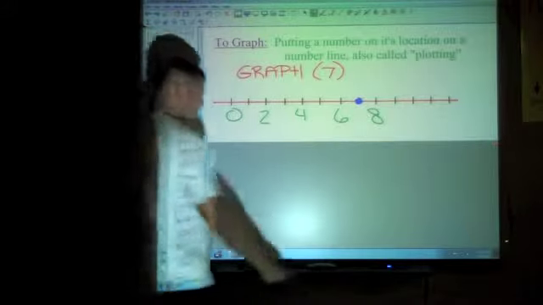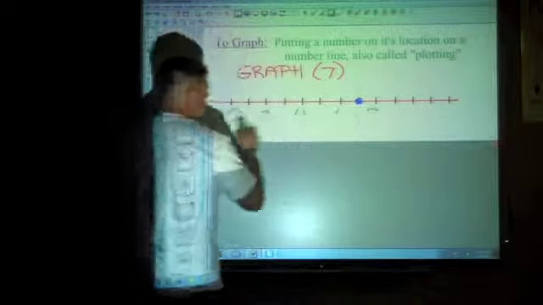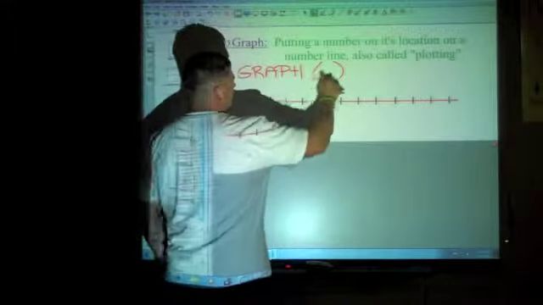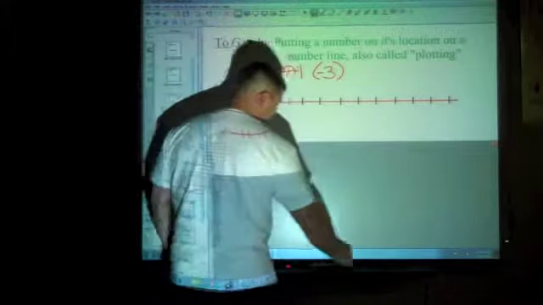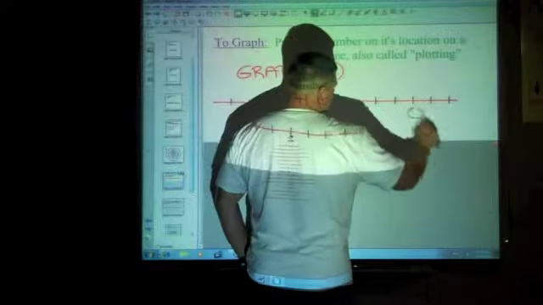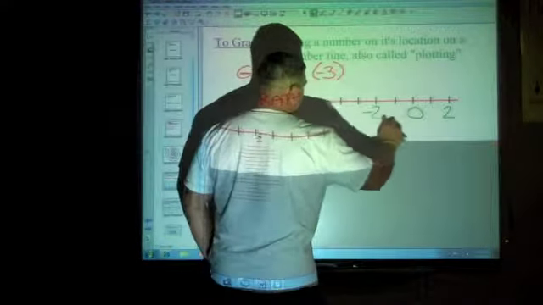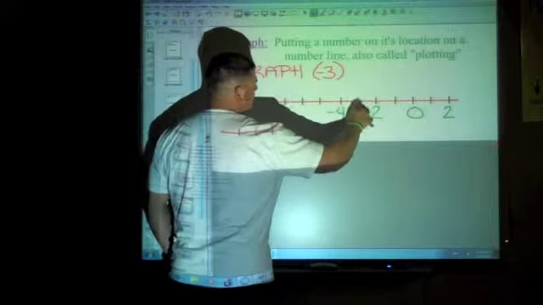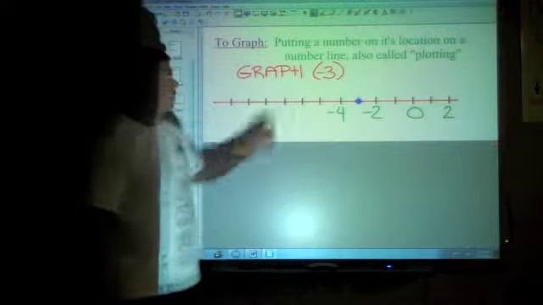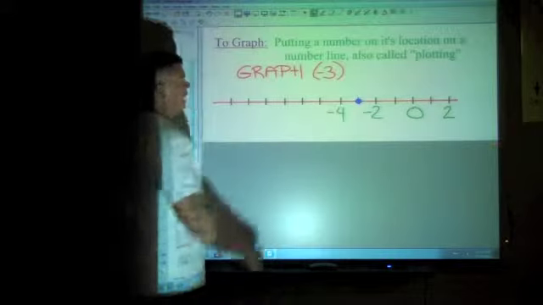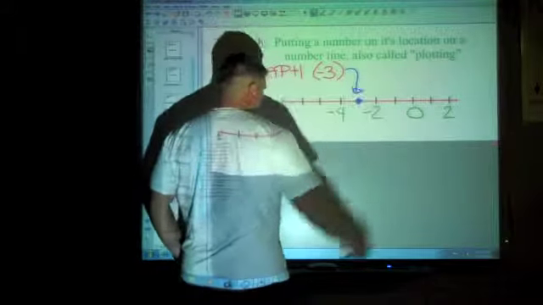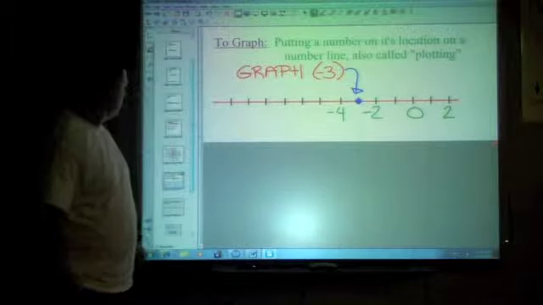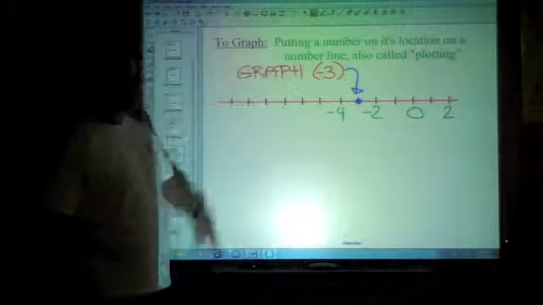That's been plotted. Alright? Maybe I have a different number. Maybe instead of 7, I want to graph -3. Okay, if I graph -3, maybe there's 0, there's -2, there's -4. -3 is right in between -2 and -4. So that's the location for that value on the number line. That's what it means to graph. So I have graphed that number on a number line.